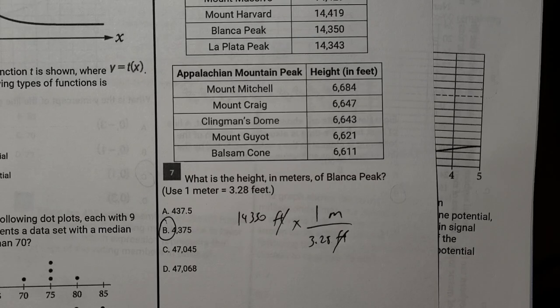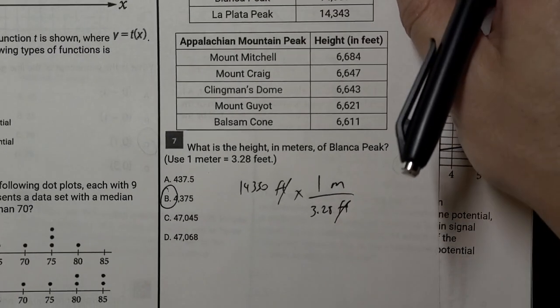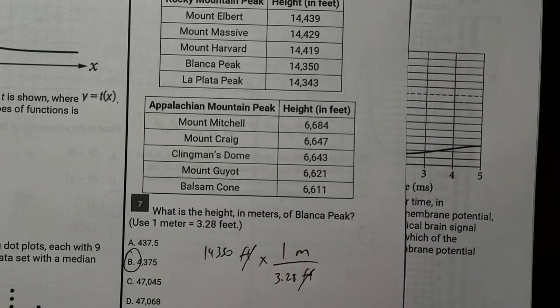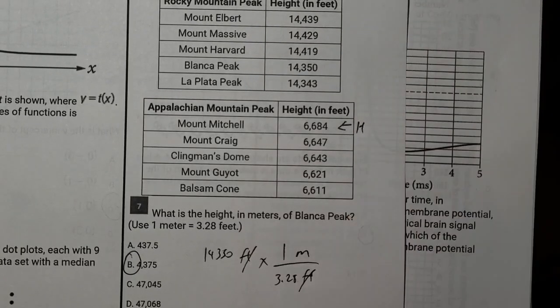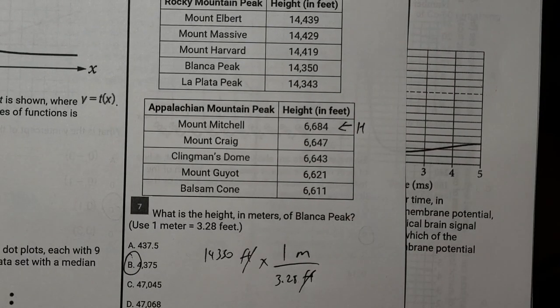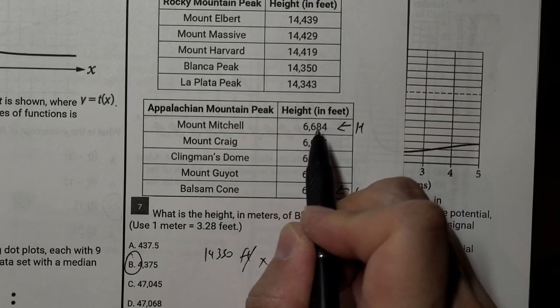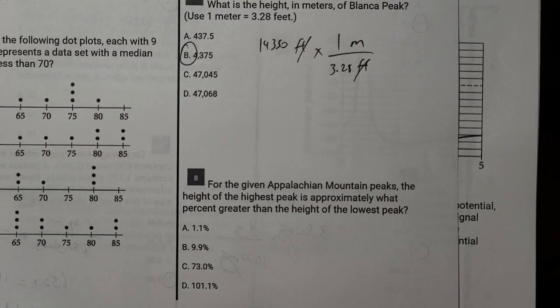7B. Okay. For the given Appalachian Mountain peaks, the height of the highest peak is approximately what % greater than the height of the lowest peak? Okay, so this is talking about percent change. So it doesn't matter the units now. What's the highest one? It's talking about Appalachian, right? Yeah. The highest looks like this one, right? It's the highest. 6684. What's the lowest? It is this one, right? Lowest. So how much % higher is this one than this one is what the question is asking, right? What % greater than the height?